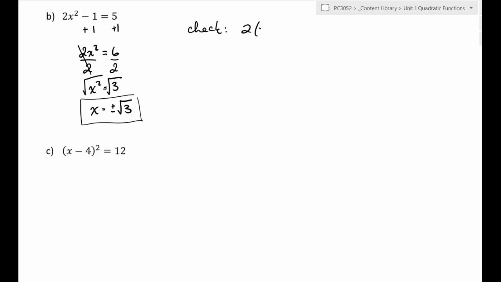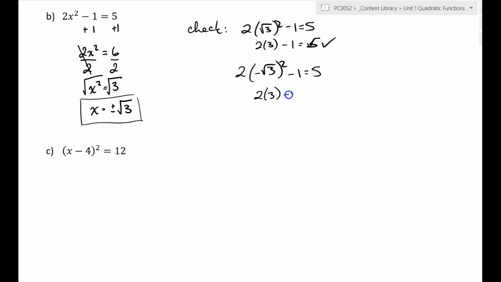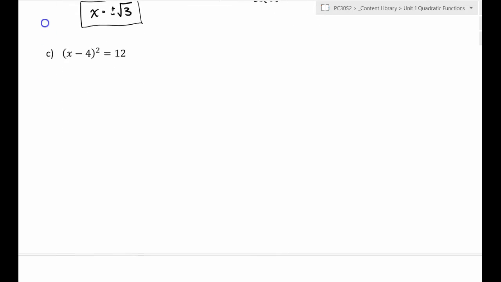2 times the positive root of 3 squared minus 1 equals 5. Well, that equals 2 times 3 minus 1, which equals 5. That works. Then I've got 2 times negative root of 3 squared minus 1 equals 5. If we simplify that, 2 times 3 minus 1 equals 5, also true. So they both work. I'm good to go. Still nothing extraneous coming up.